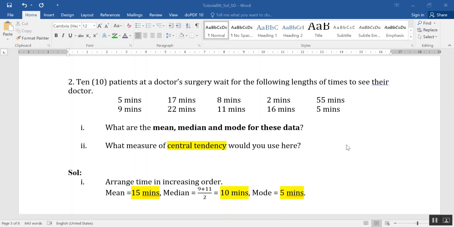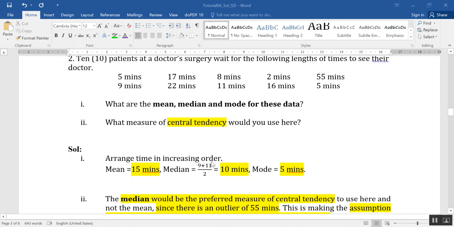Okay, and the following question asks what measures of central tendency you would use here. As you know, there's mean, median, mode, right? So which will be the best central tendency for this type of data? First thing, arrange the times in increasing order. When we calculated it, the mean is 15 minutes.